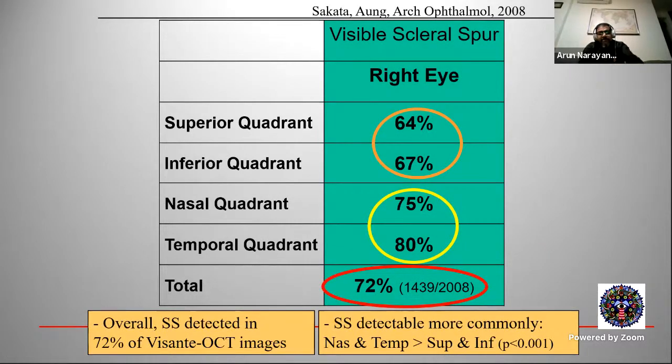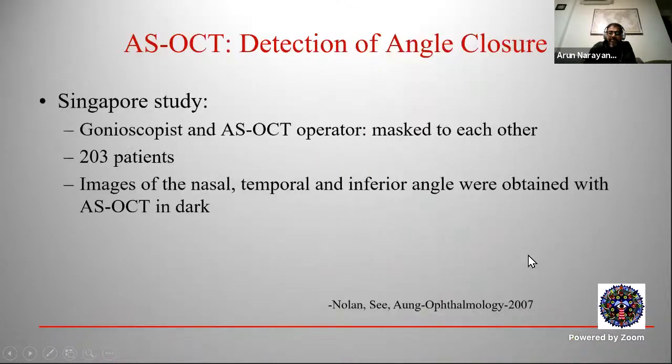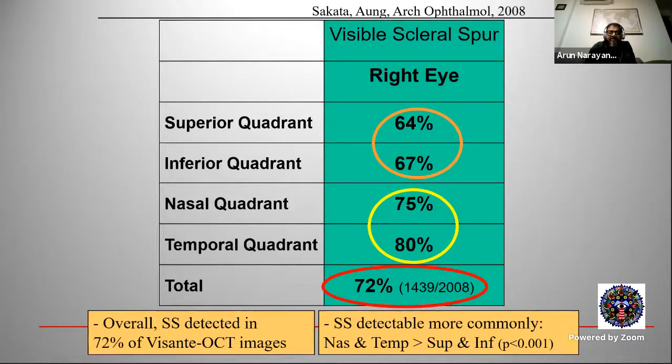So the group in Singapore evaluated a large number of eyes to see how often we are able to identify the scleral spur conclusively, and on average, it was noted that in about 70% of the images, one was able to identify the scleral spur.